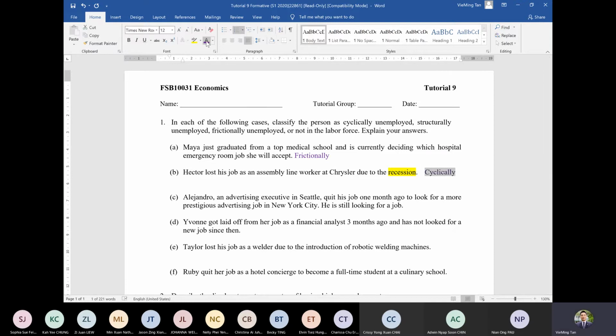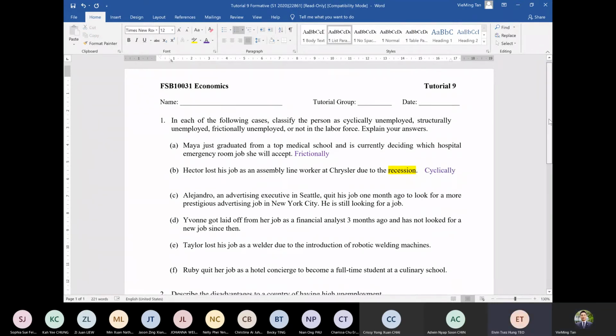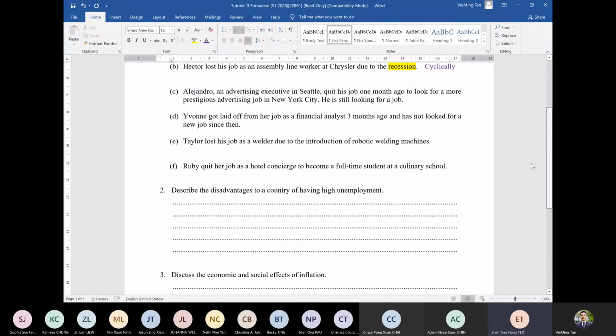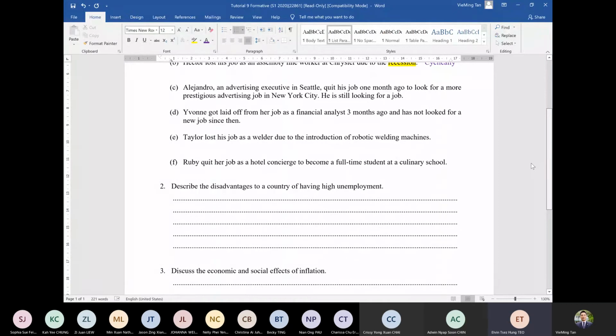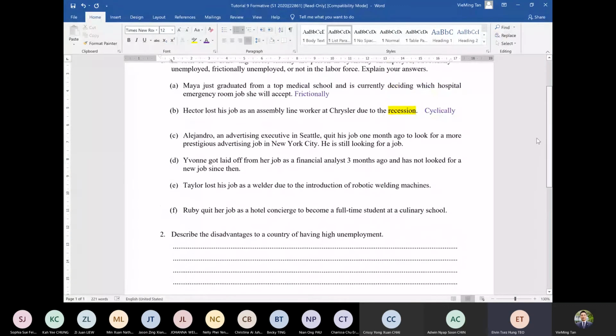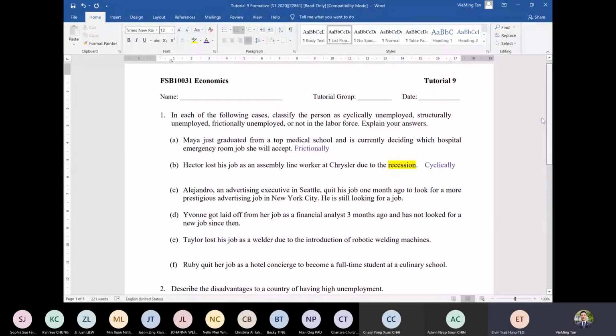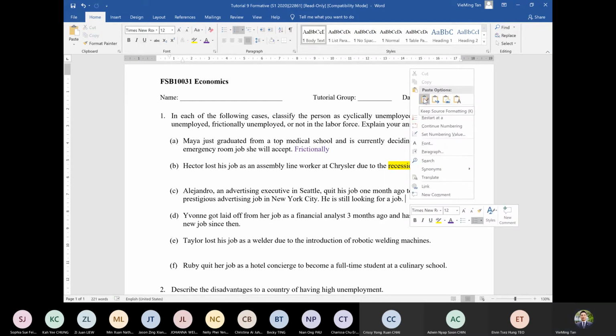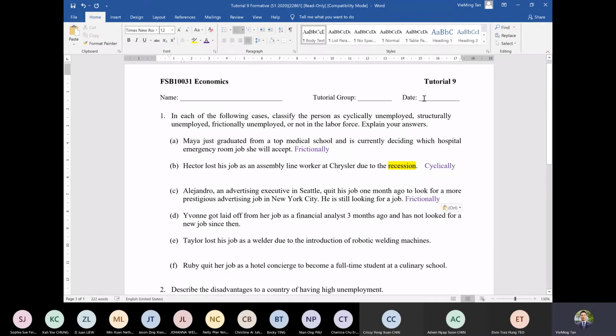Okay. 1C. Erwin? Alejandro, an advertising executive in Seattle, quit his job 1 month ago to look for a more prestigious advertising job in New York City. He is still looking for a job, frictionally. Yeah, the answer is frictional. He's still looking for a job, that means he's still actively searching for a job. So the answer is frictional.